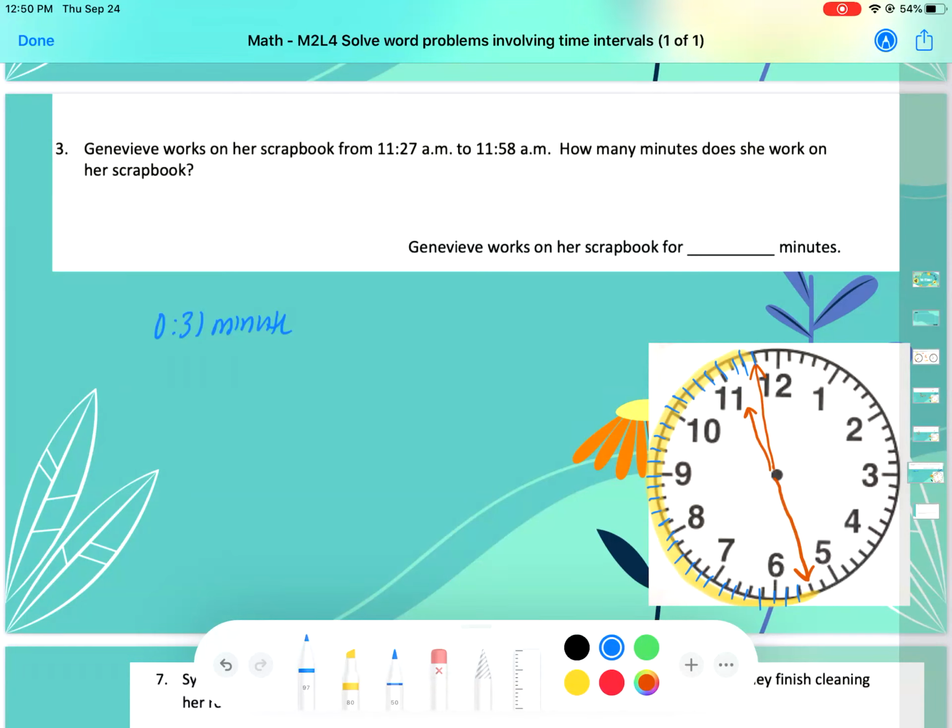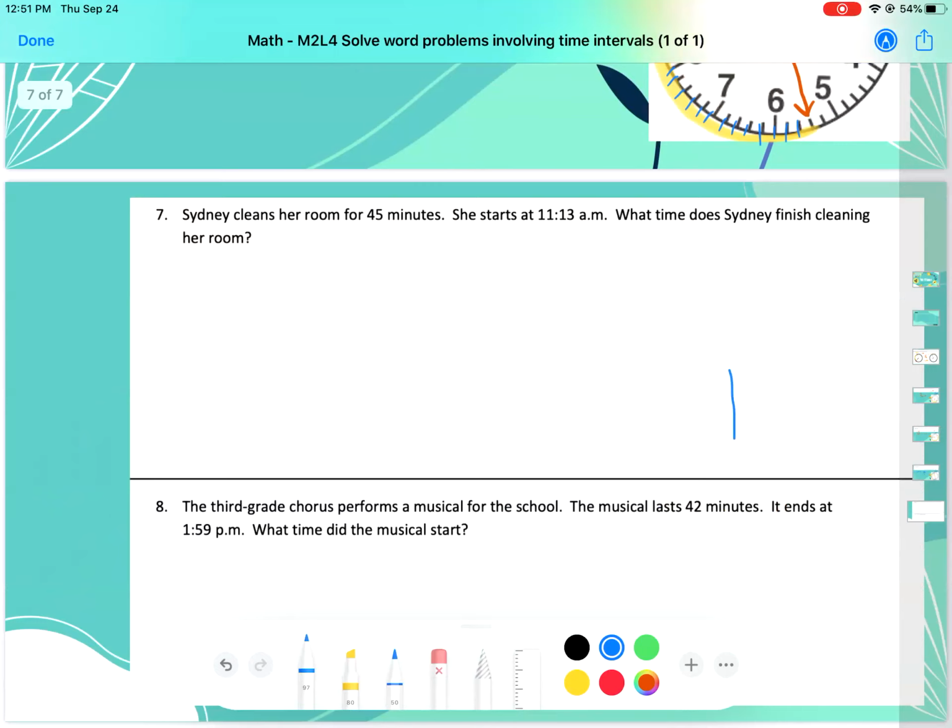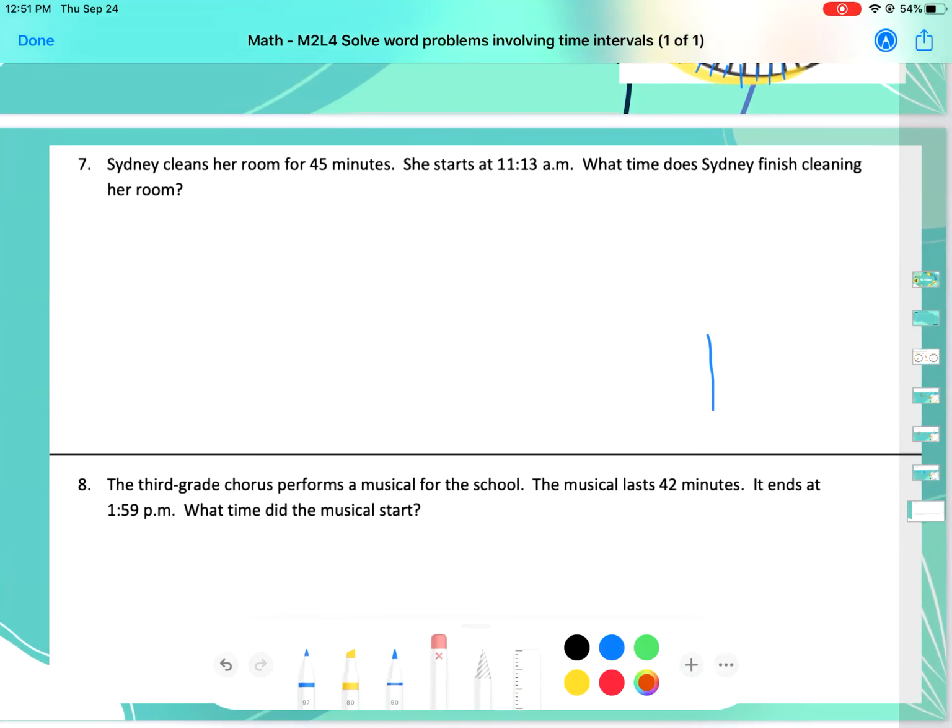But let's try finding the answer using my subtraction sentence. I'm going to write my big number first, and I'm going to subtract my small number because we're looking for how long she worked on her scrapbook. So 8 minus 7 is 1, 5 minus 2 is 3. It took her 31 minutes. So let's move on to the next question.